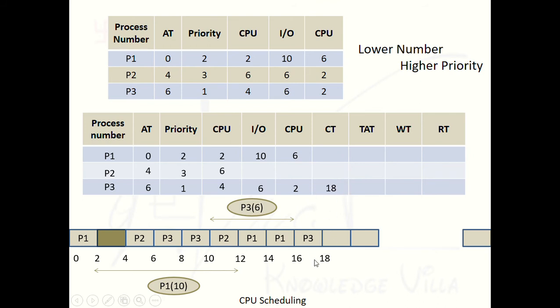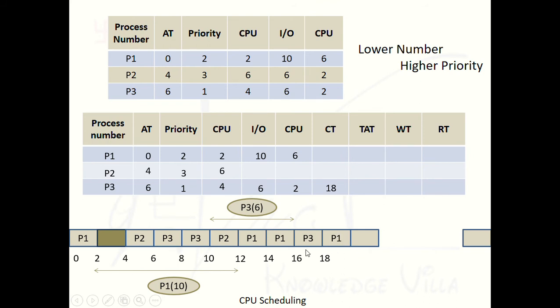Now up to time unit 18, P3 is completely executed. Now 2 processes remain, that is P1 and P2. Both are waiting for the CPU. So which one will get the CPU? We will compare the priority again. P1 has a priority number 2 and P2 has a priority number 3. So definitely lower number has a higher priority. So again P1 will get the CPU.